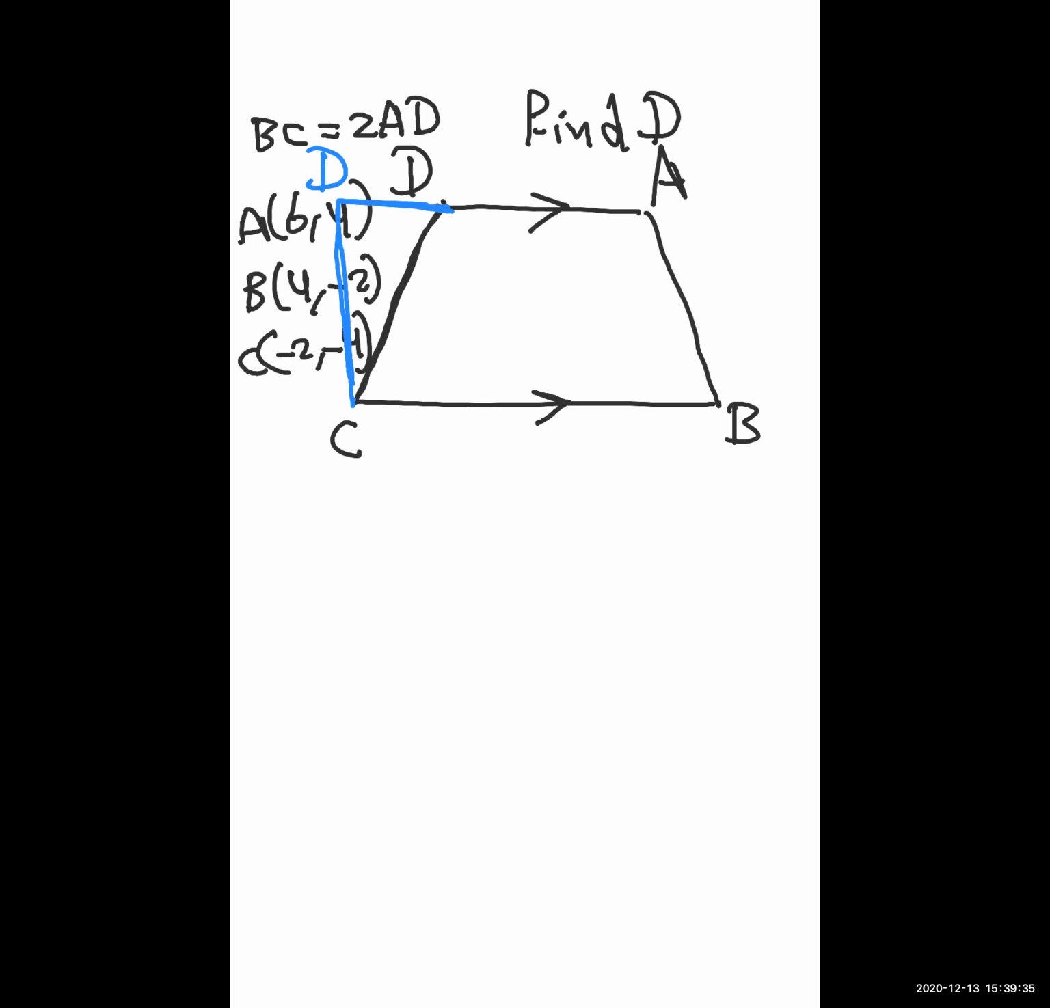Okay, so that it will be a parallelogram. So AB is parallel to CD. Okay. Now I want to get the coordinates of D. This point, it's E, not D. This one is E.